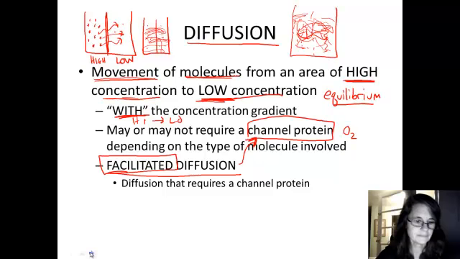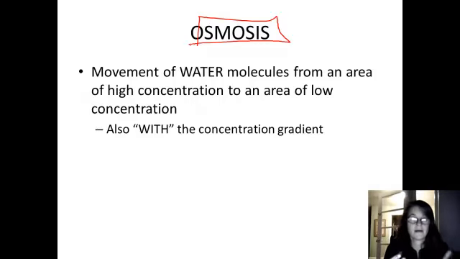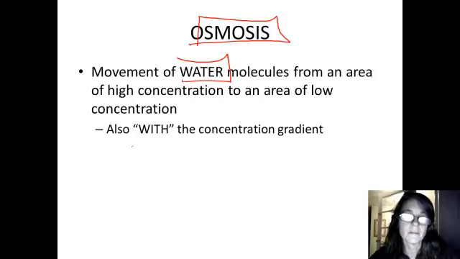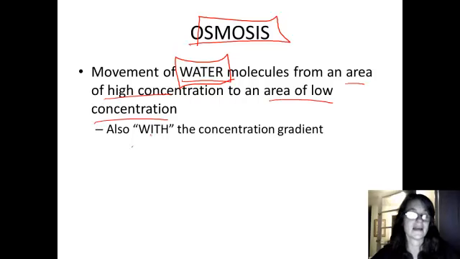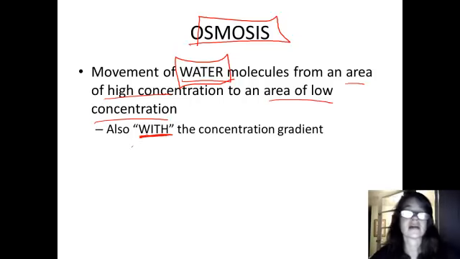Now, osmosis is simply diffusion. It is what we just learned about. But it is the movement of water molecules from an area of high concentration to an area of low concentration. Again, this is with the flow of the concentration gradient from high to low. The only difference between this and diffusion is that we are specifically addressing water molecules now. Okay?